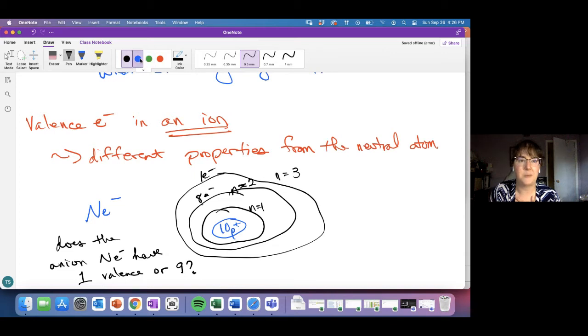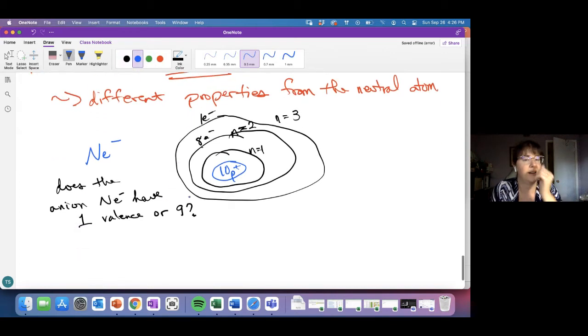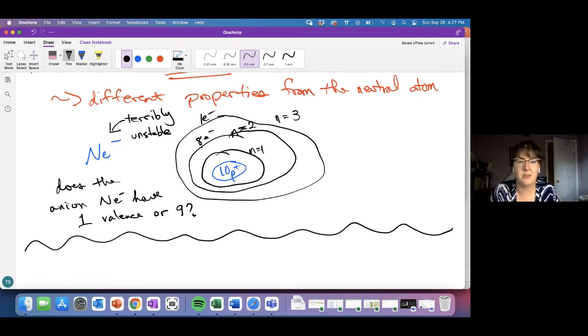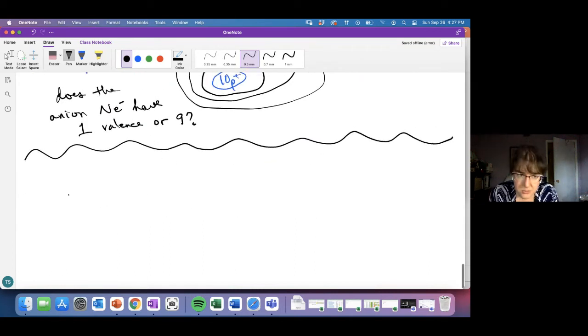Because I know what I would say. If you go back to the original definition, then you're stuck with 1 electron as a valence electron. But we don't usually do valence electrons of ions for anions, especially a situation like this, because this is just so terribly unstable. So I'm going to go with terribly unstable. This is a question that came out of the chat, and this is honestly not something you usually see.